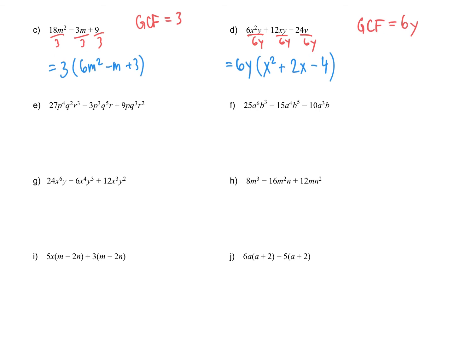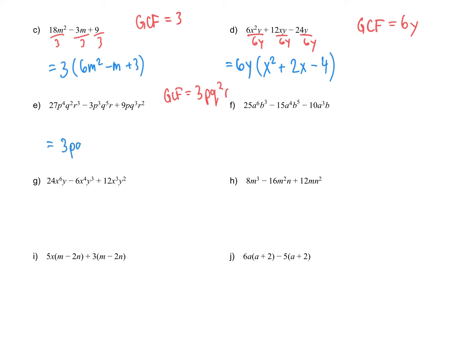For E, more variables, but same idea. So for my greatest common factor, I'll look at the coefficients first. So 27, 3, and 9. 3 is the most that you can divide out. And then I'm going to look at my variables carefully. I have p to the 4, p to the 3, and p. P is the lowest. Then I'll look at my q's. Q squared, q to the 5, q to the 3. Q squared is the lowest. And finally, for the r's, we have r cubed, r, and r squared. R is the least that we can take out.